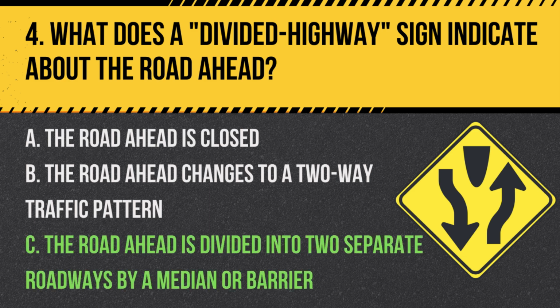Answer. C. The road ahead is divided into two separate roadways by a median or barrier. This sign indicates that the highway ahead is split into separate roads for opposite directions of traffic.